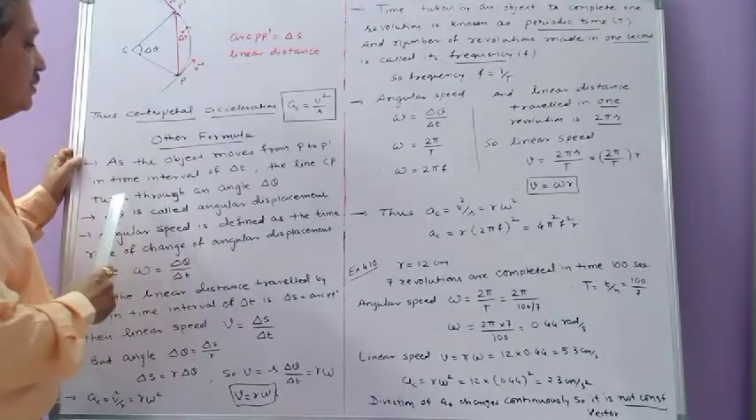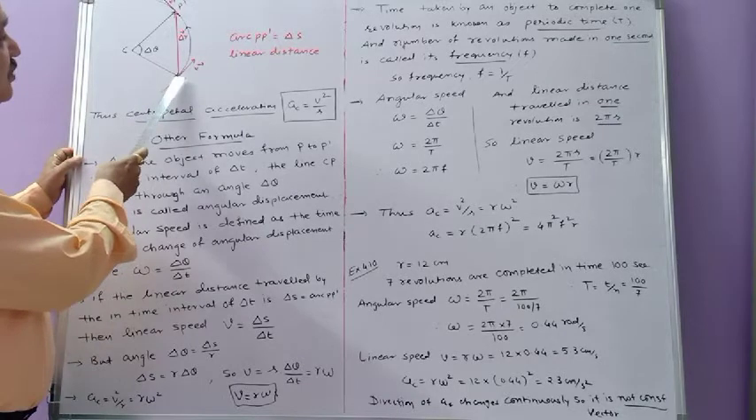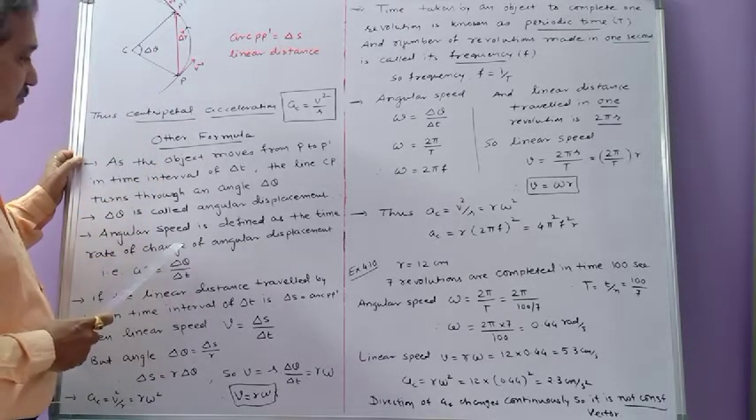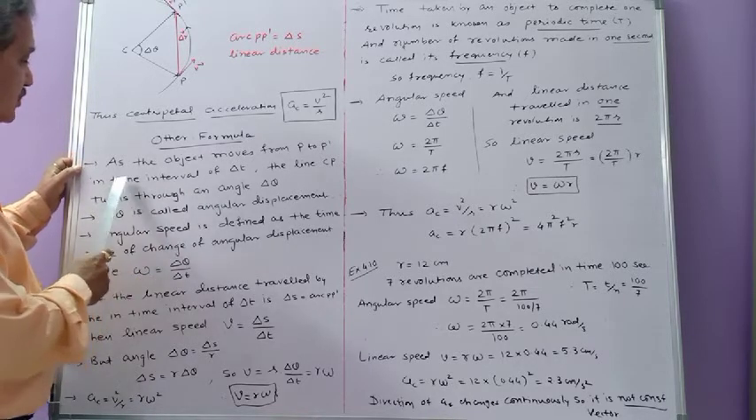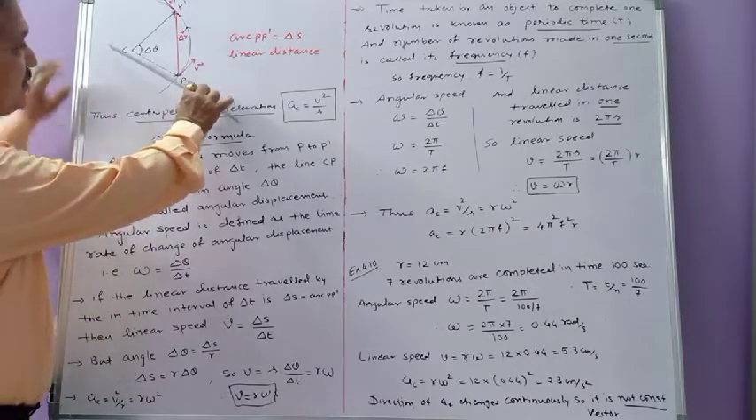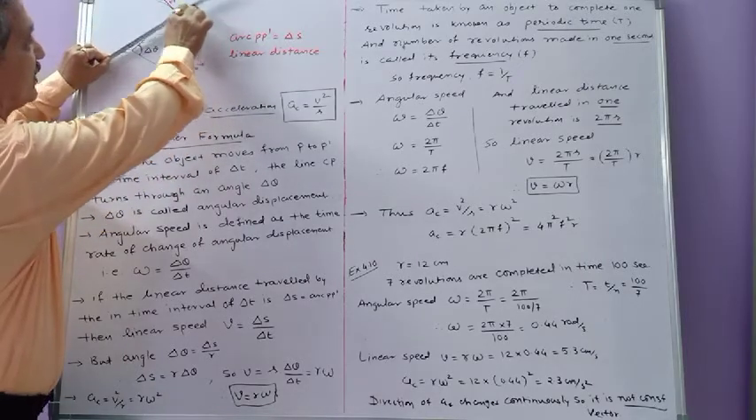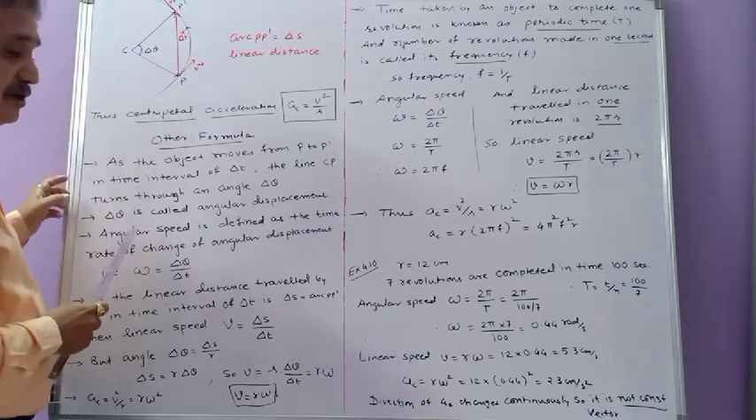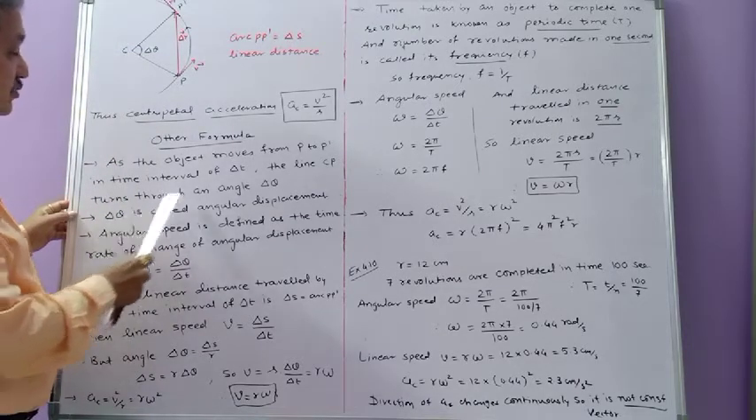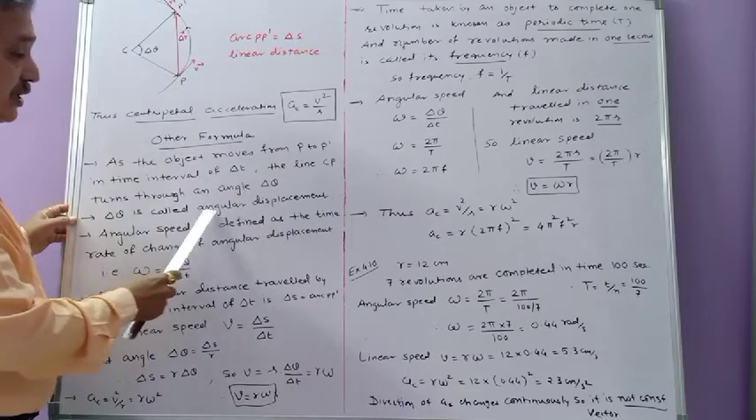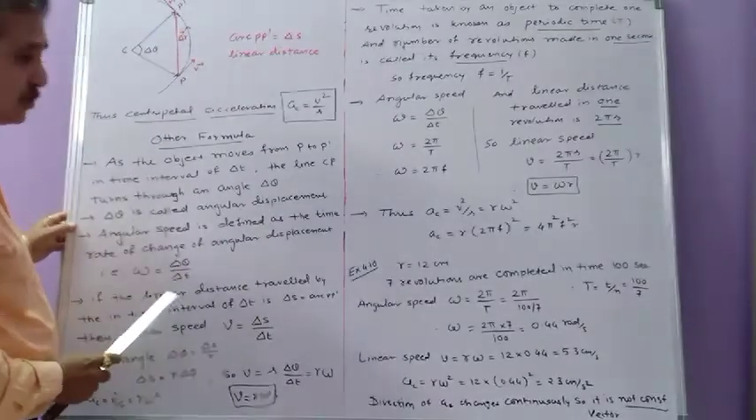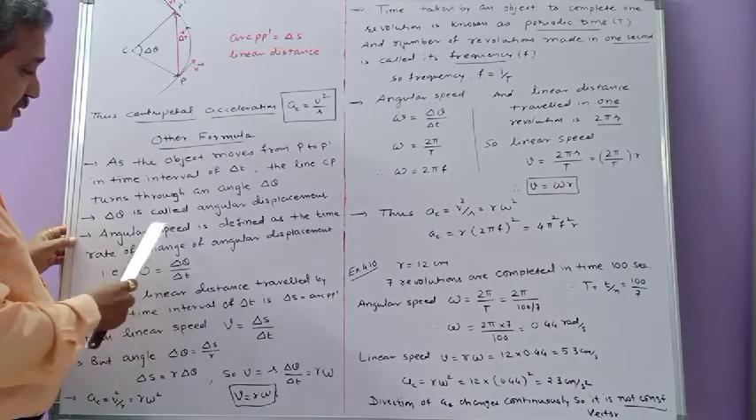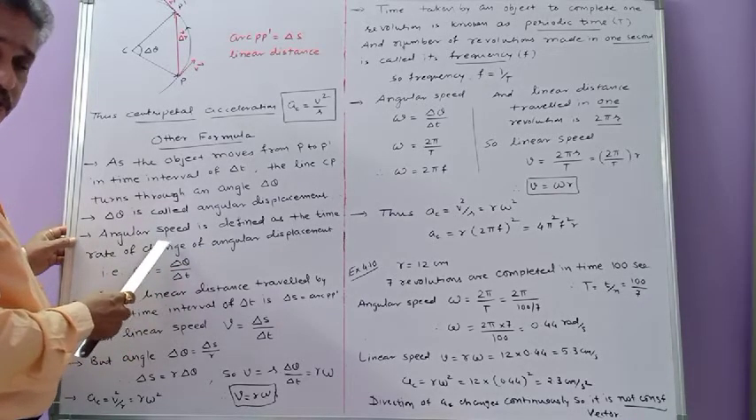The other formula. As you can see, the object is moving from P to P dash in the time interval delta t. Then you can see that this line CP is shifting to CP dash, so it is shifting by an angle delta theta. So this delta theta is called what? Angular displacement.